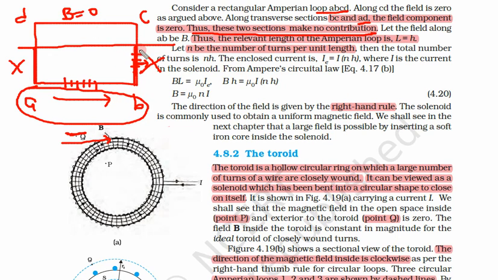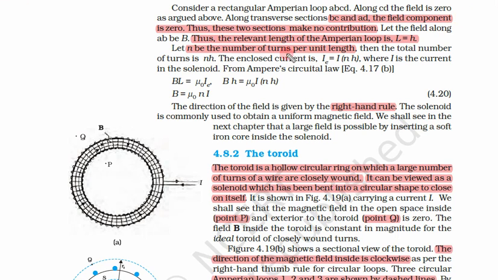Now the length is h. The length of this section AB was h, that we have already decided. Now let us solve this problem. Let the field along AB be B. So we say the field is B and the relevant length of the Amperian loop is L.